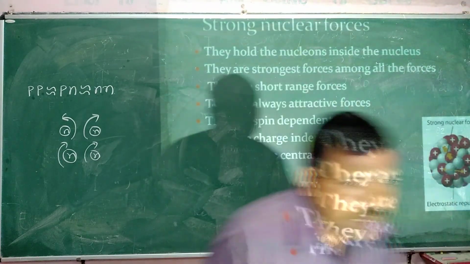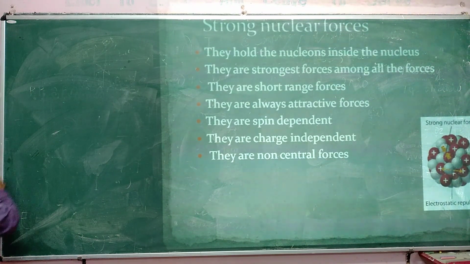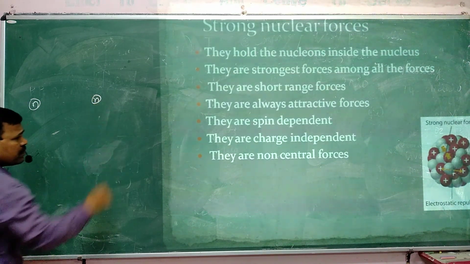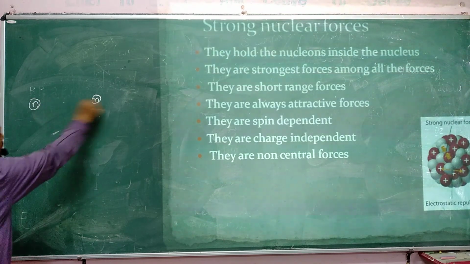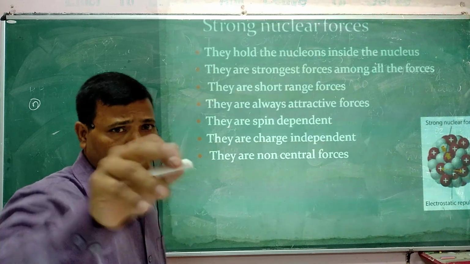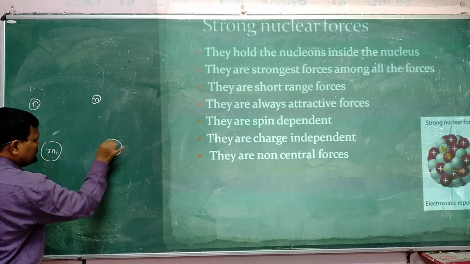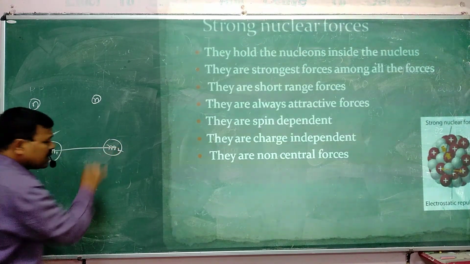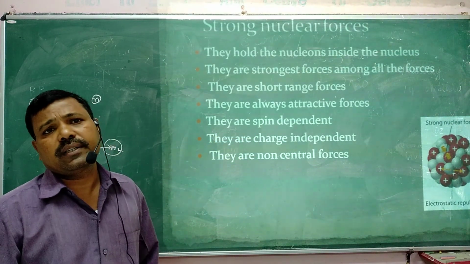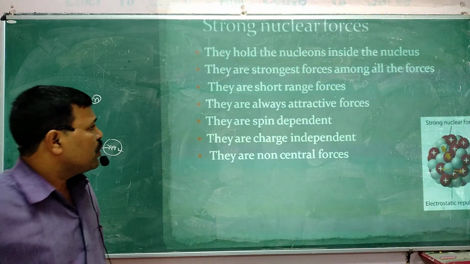Non-central means they do not act along the line joining the two centers. Here is a neutron and here is a neutron. They do not act along the line joining the two centers. Whereas the gravitational forces are central forces. They act along the line of joining. So this is all about the strong nuclear forces.